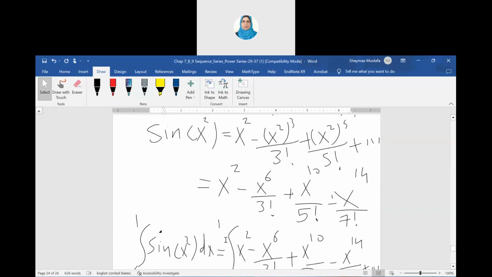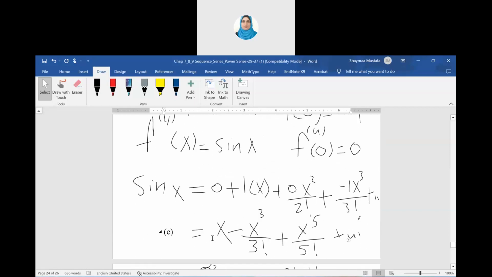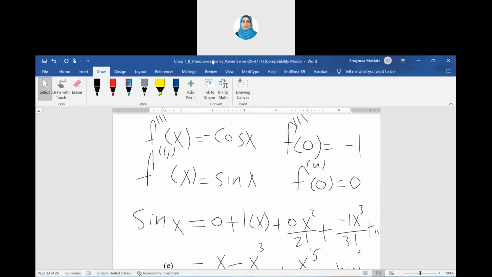So by this theorem, we end chapter 9. If you have any questions, please ask. Do you have any questions?